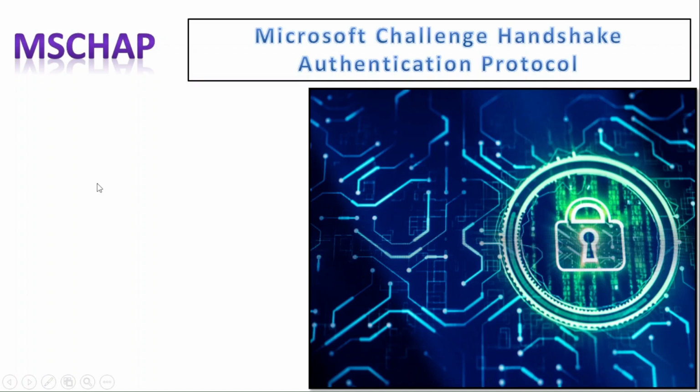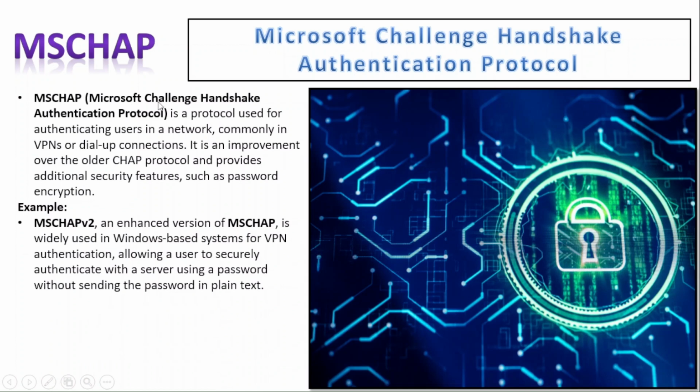MS-CHAP, that is Microsoft Challenge Handshake Authentication Protocol. MS-CHAP, Microsoft Challenge Handshake Authentication Protocol, is a protocol used for authenticating users in a network, commonly in VPNs or dial-up connections. It is an improvement over the older CHAP protocol and provides additional security features such as password encryption. Example, MS-CHAP version 2, an enhanced version of MS-CHAP, is widely used in Windows-based systems for VPN authentication, allowing a user to securely authenticate with a server using a password without sending the password in plain text.